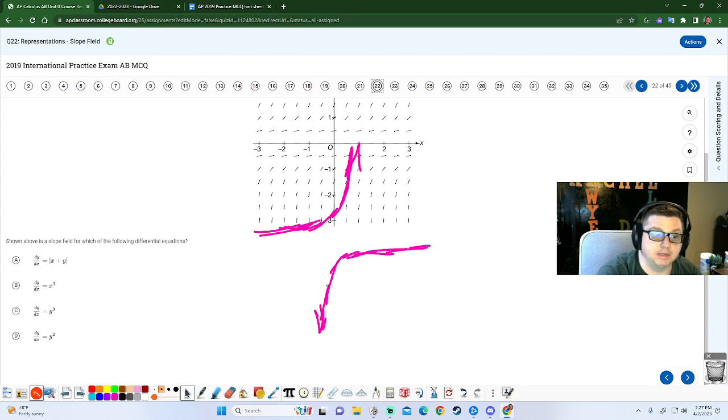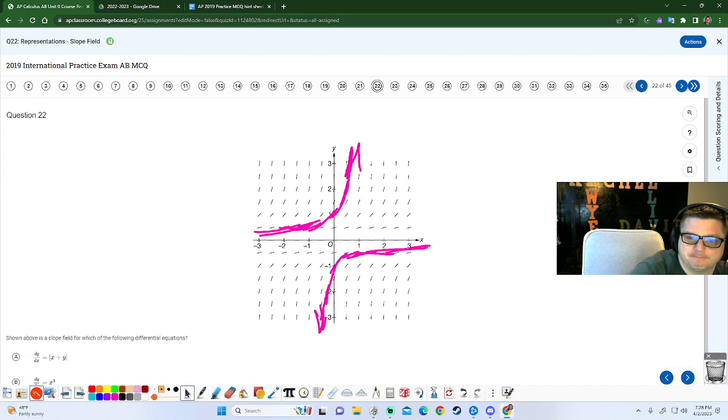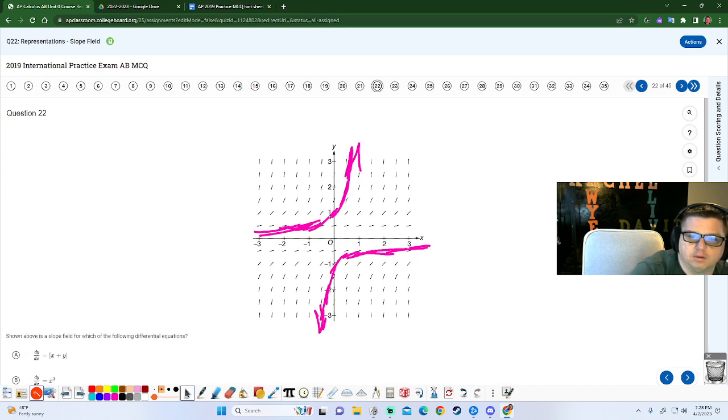Is it going to be x cubed? Well, we know what x cubed looks like. Is it going to be the derivative looks like y cubed? The derivative looks like y squared? Or the derivative looks like x plus y? Without giving too much, think about what values would give you this.